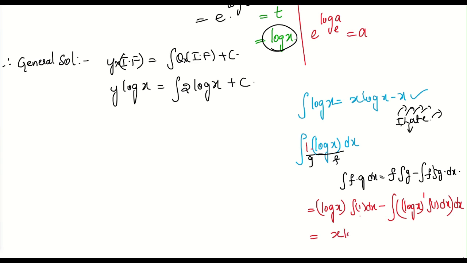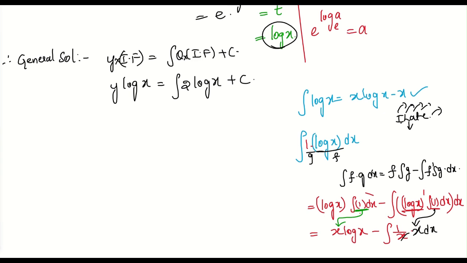I'll be making it as x into log x minus integration of, what is the log x derivative? Sorry, I'm so sorry for this. The integration of 1 is x. That is what I have written here. Now I need to apply the derivative. What is the derivative of log x? Which is 1 by x. And the integration of 1 is nothing but x alone. This is into dx. So in which I can cancel this too.